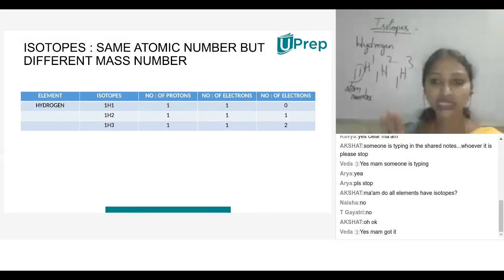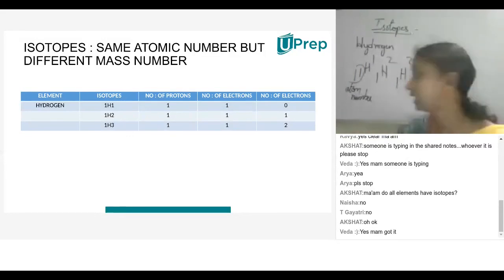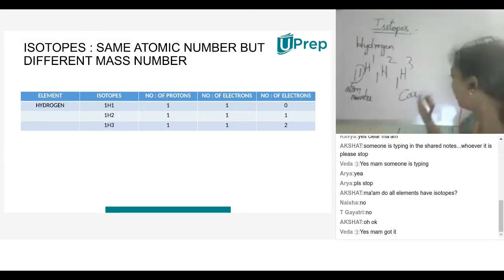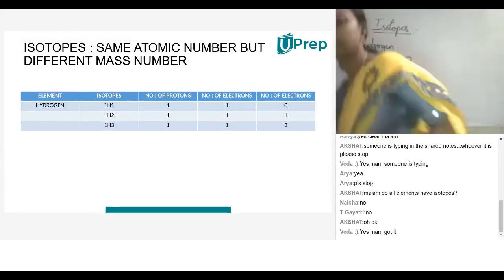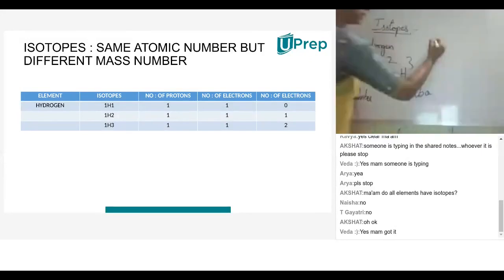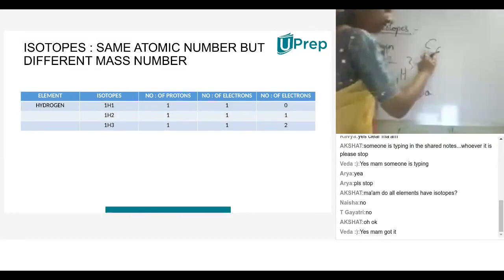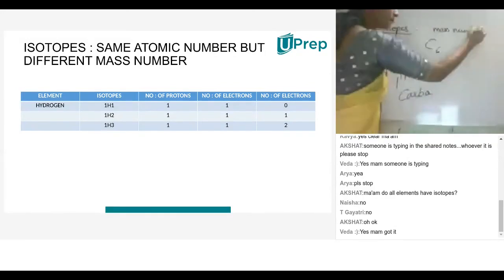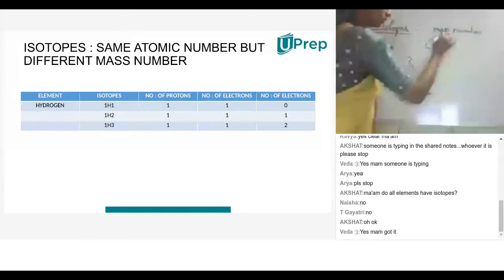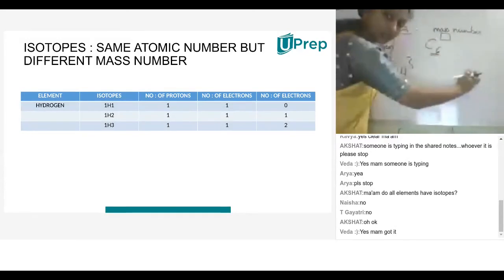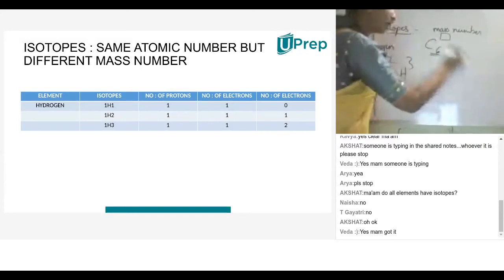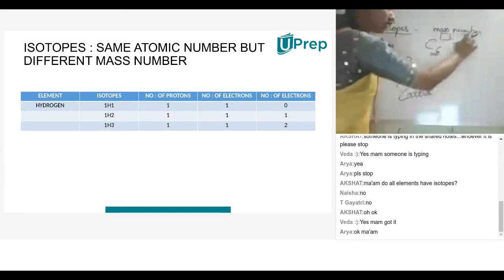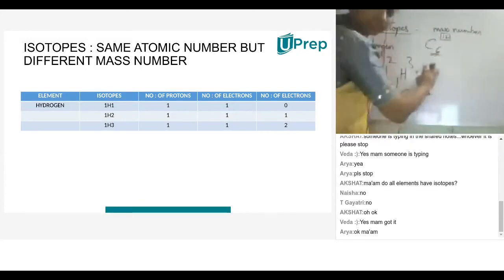Isotopes means carbon. Simply, how do we represent carbon? For example, carbon is there. What is the atomic number of carbon? 6. We need to write it down. Here we need to write the mass number at the top. This will be common for all the isotopes of the same element. But here the number changes. In general, this is the original form of the carbon element.